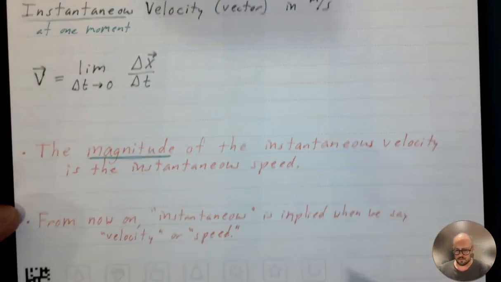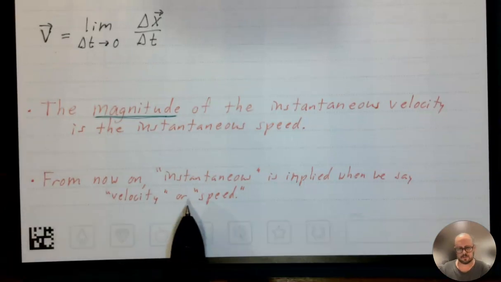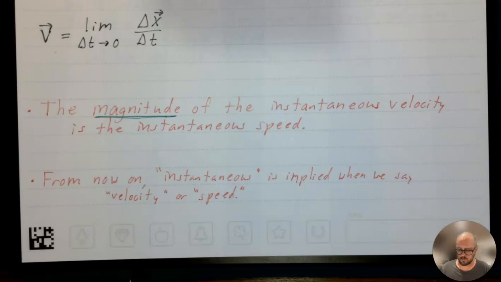And the last piece of information is that after this lesson, we're really not going to use the word instantaneous anymore. If we say velocity or speed, we're implying it's instantaneous, whereas we would have to say the word average to mean average. Okay, so that's it. Next video, we're going to do some practice problems.